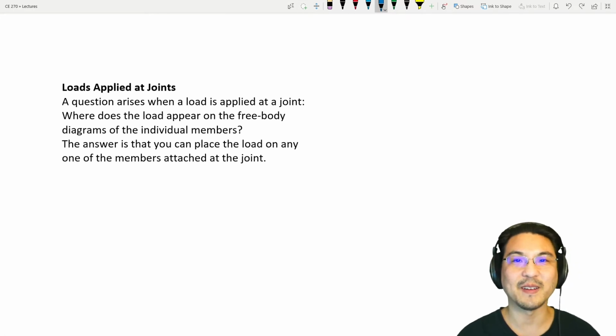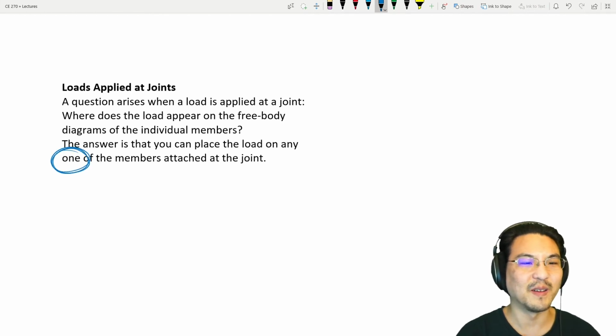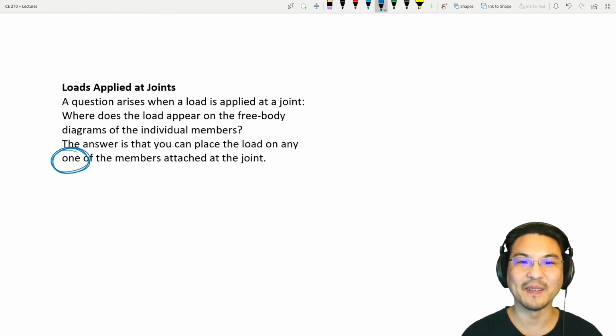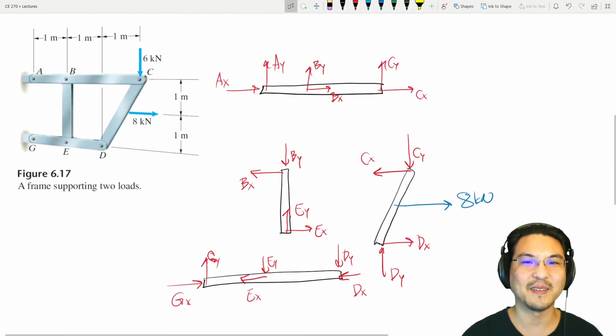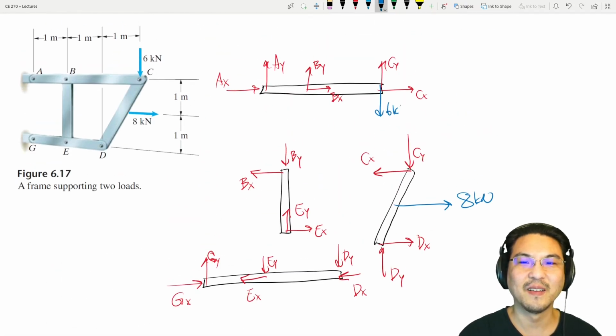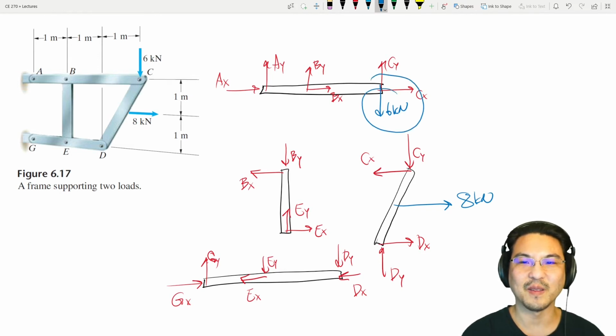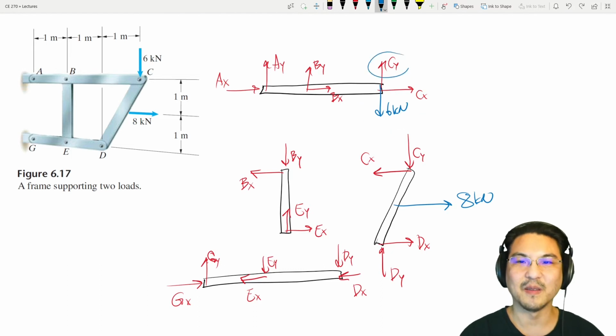What happens when you have a load applied at a joint? You draw it on one of the members. Any one, it doesn't matter which one, but only one. So not like you draw it here and here. That is not okay. You just pick one or the other, and you're correct. Because if you reassemble all the members of the frame, then see how this cancels, this cancels, and this remains over here.